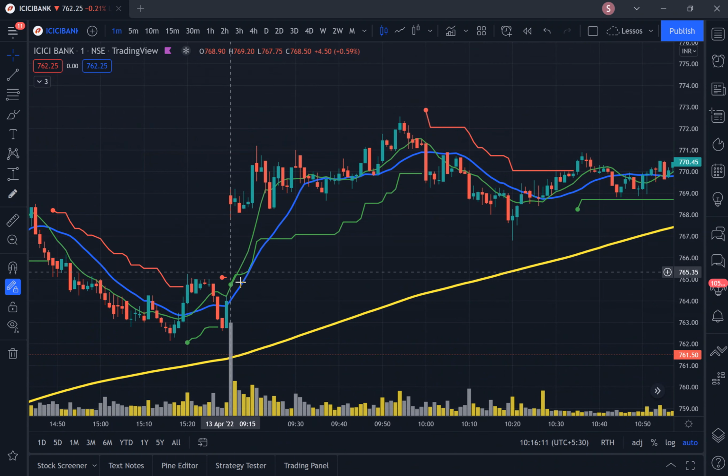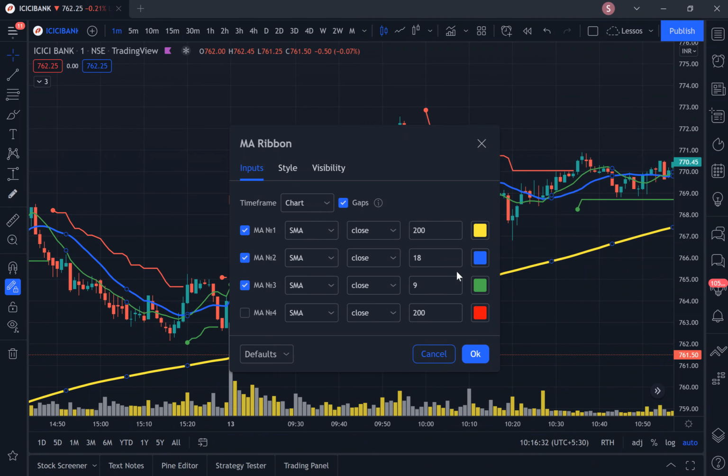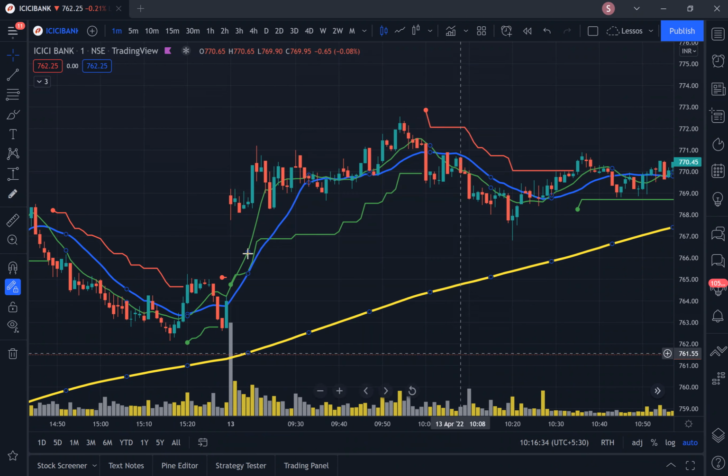So where should I enter? It's better to enter at the point closest to the super trend indicator. So here you are up on the super trend indicator, so you can take an entry here when you see any candle closes above the blue and the green moving average. Remember, blue and green moving average, that is 18 and 9 moving average. So if the price closes above the 18 and 9 moving average, you can take an entry here.